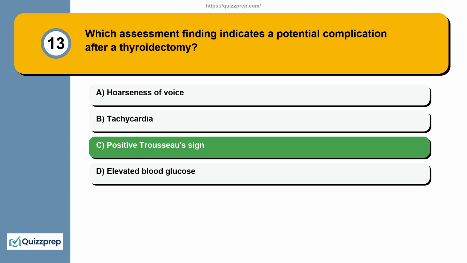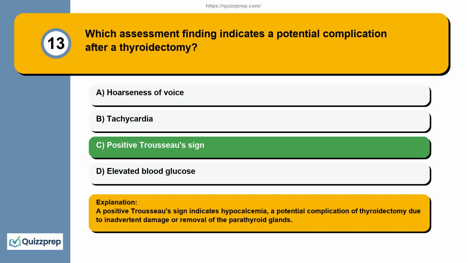The correct answer is option C. Positive Trousseau's sign. Explanation. A positive Trousseau's sign indicates hypocalcemia, a potential complication of thyroidectomy due to inadvertent damage or removal of the parathyroid glands.